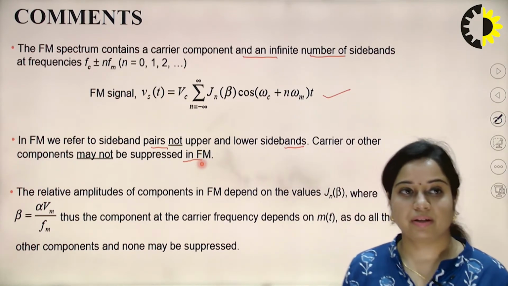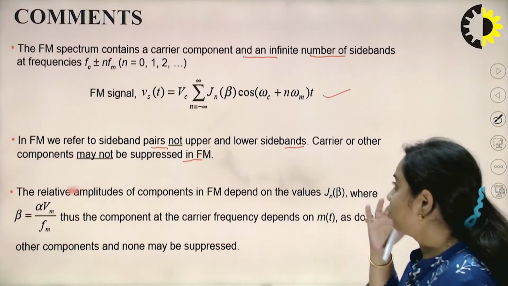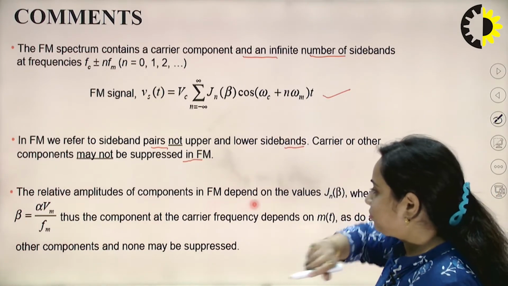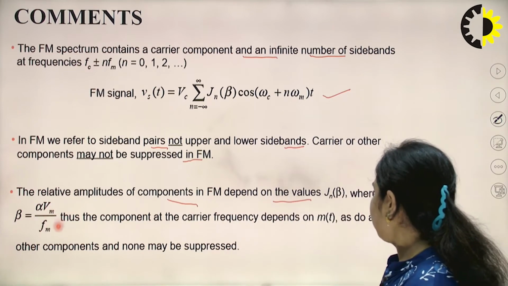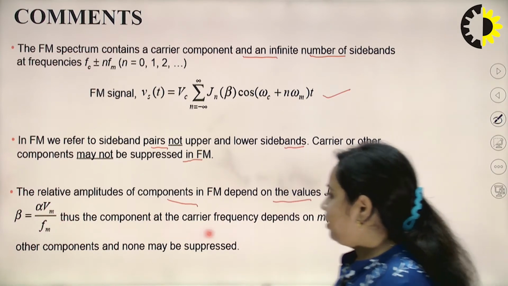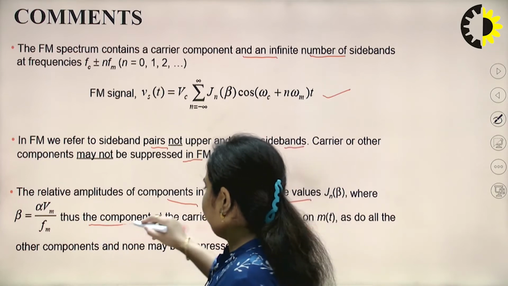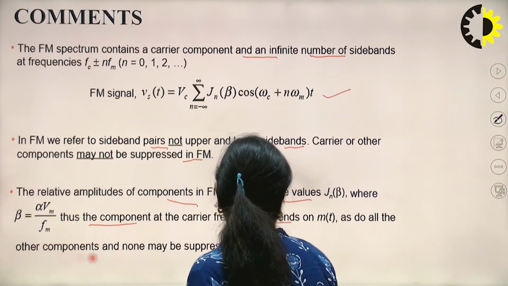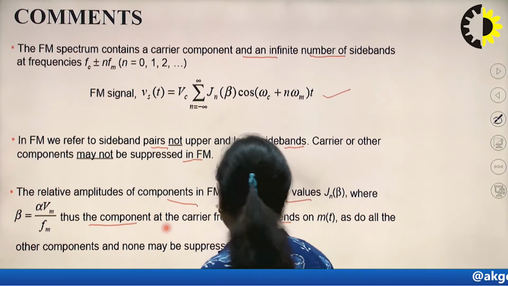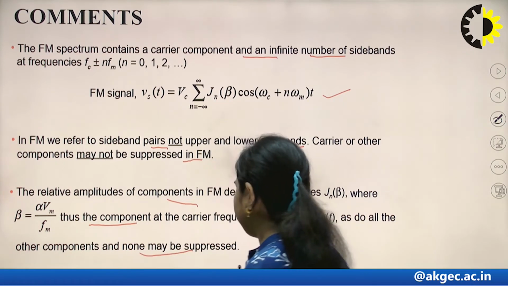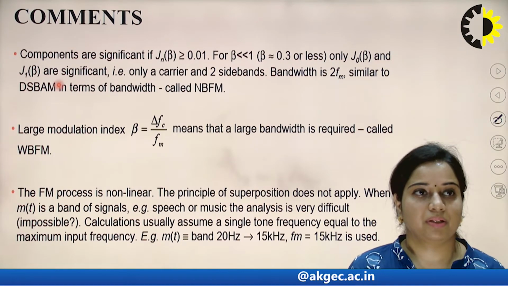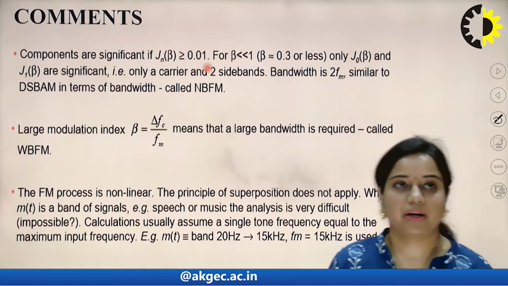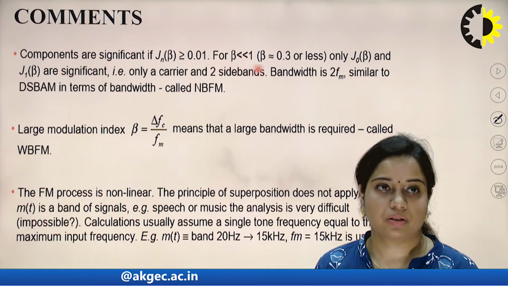Now these infinite number of sidebands can be shown by this Bessel function. The relative amplitude of components in FM depends on the values of Jn(beta), where beta is equal to alpha Vm upon fm. Thus the carrier component depends on beta, as do all the other components, and none may be suppressed. So this is related to Jn(beta). Components are significant if Jn(beta) is greater than or equal to 0.01.